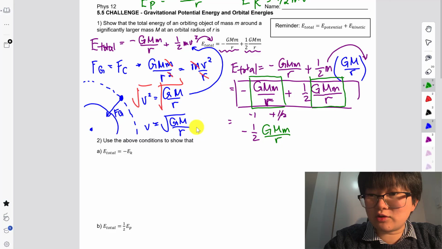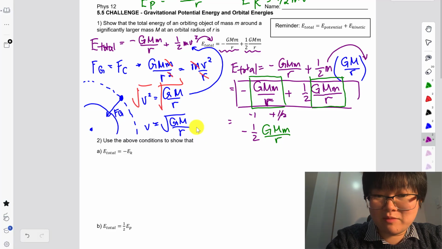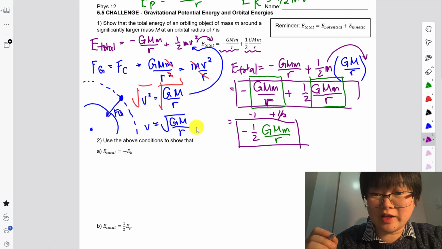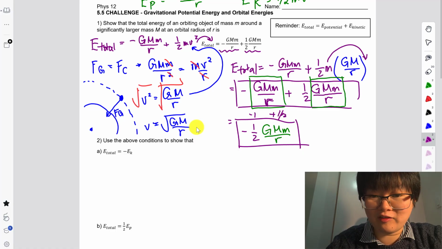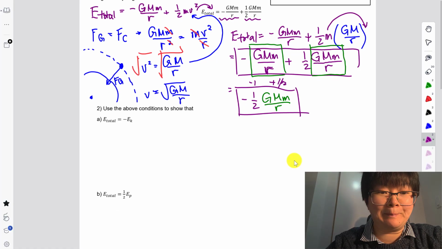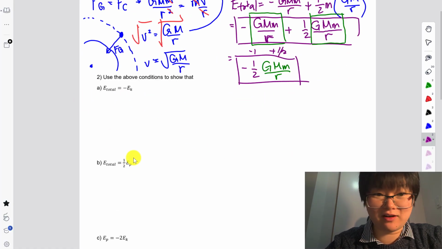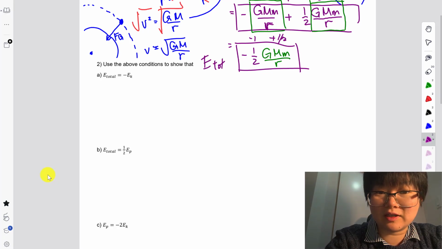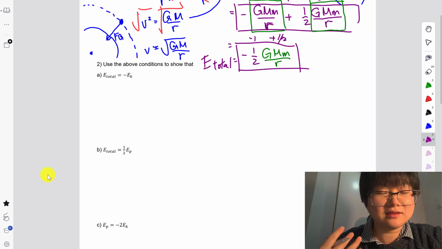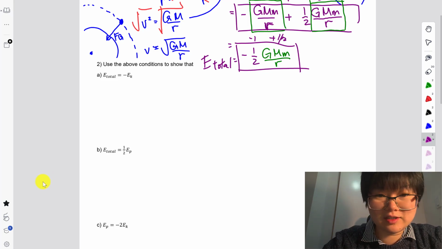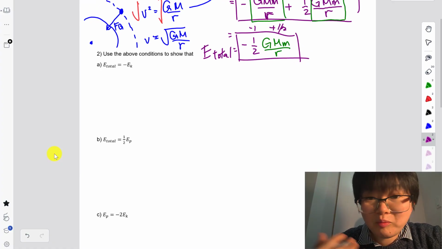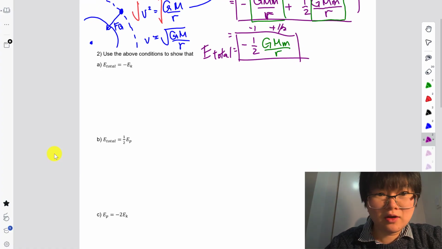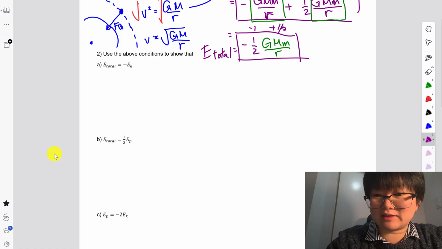So really, this question could have probed us even more and made us prove that total energy is really just negative 1/2 big G, big M, small m over r. Doesn't that look very similar to something we have already? This is what the rest of these questions are trying to get us to show. Given that this is total energy, E total, because this looks like kinetic energy and potential energy, it's all based off of big G, big M, small m over r. Let's see if we can show that here.